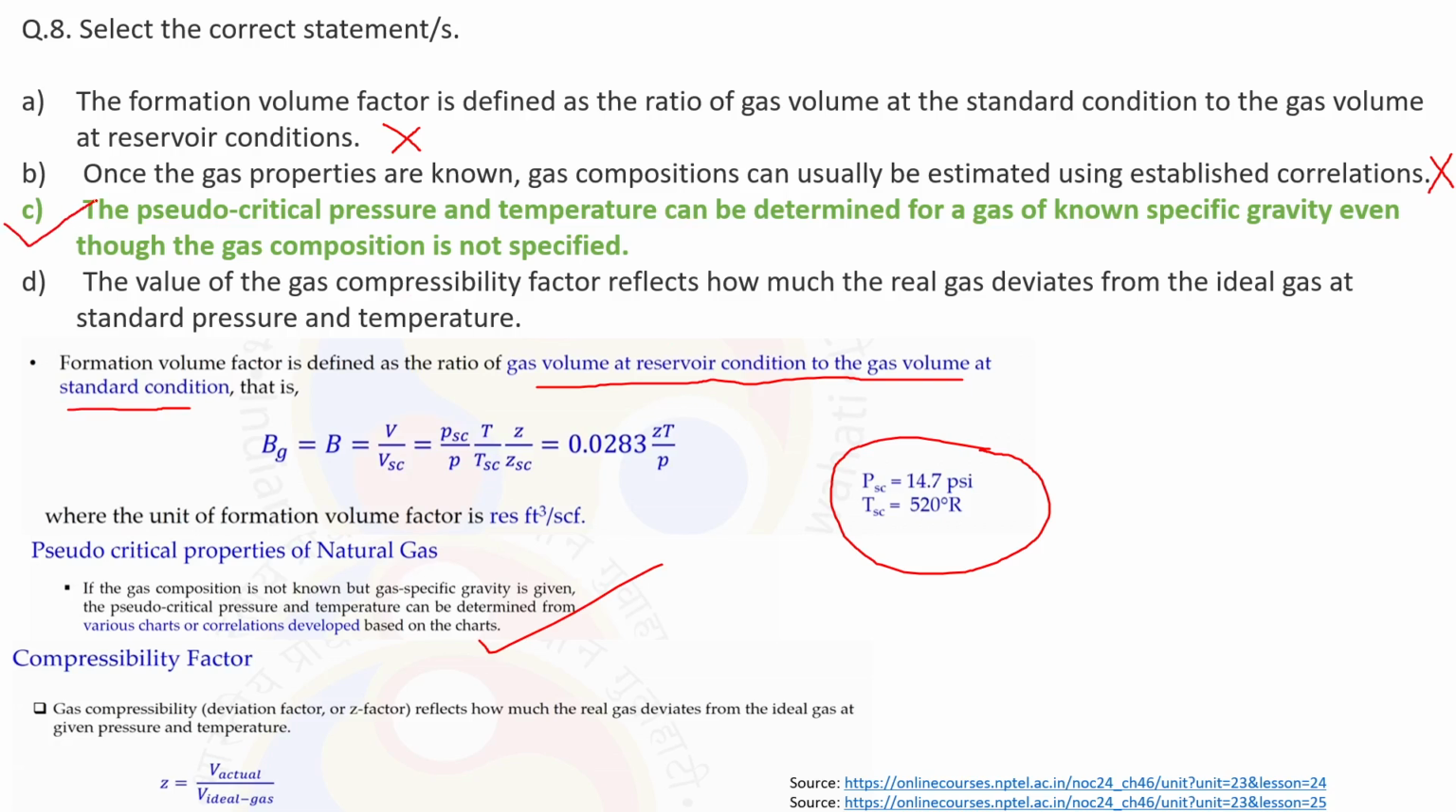But let's see option D also, that says the value of gas compressibility factor reflects how much real gas deviates from ideal gas at standard pressure and temperature. Actually, the definition of gas compressibility factor is that it reflects how much the real gas deviates from ideal gas at a given pressure and temperature. So the compressibility factor is compared at any given pressure and temperature, not at the standard pressure and temperature. That is why this statement is incorrect.